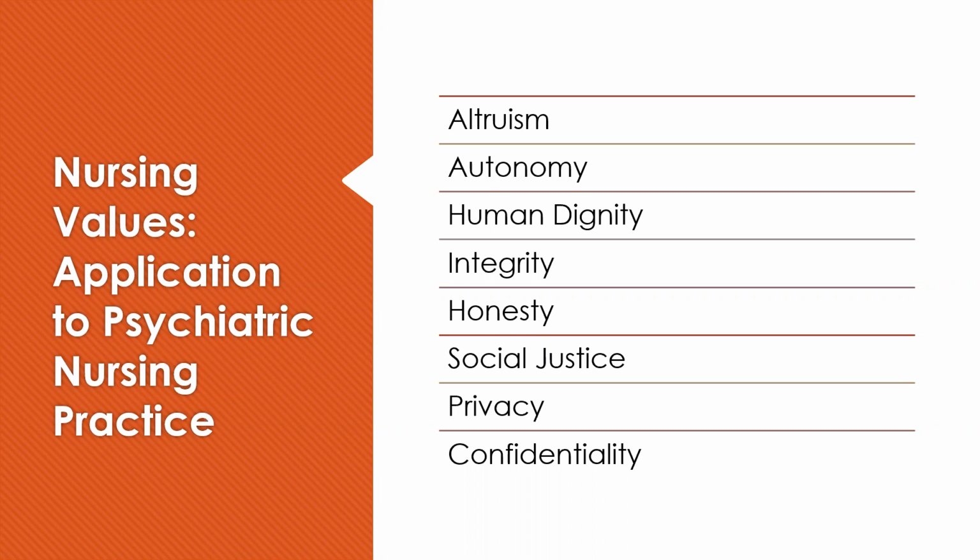We want to practice with integrity and honesty, as well as social justice. And then we want to help maintain privacy and confidentiality whenever possible. This can often be conflicting because there are certain situations in psychiatric nursing practice where we do have to break confidentiality. And this is called duty to warn. We ethically have a duty to warn someone if our patient has a viable threat against them. This often does break confidentiality, and it's the only situation in which we can do that and still be ethically sound.